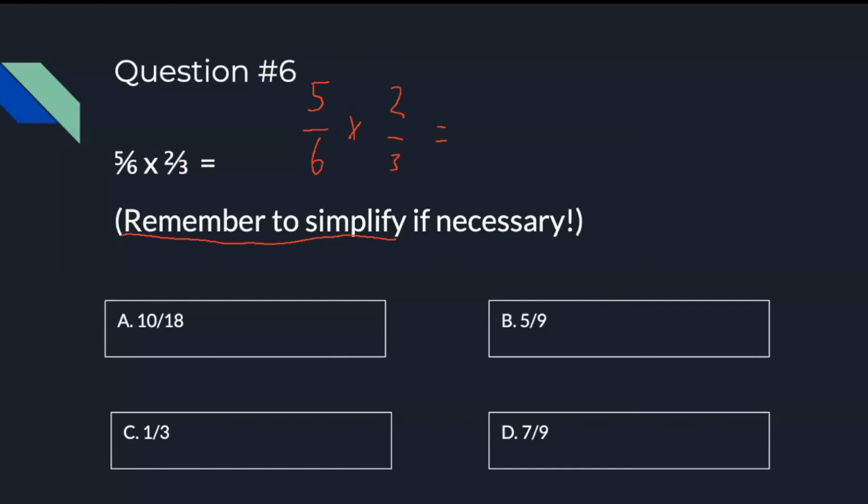30 more seconds, right? 30 more seconds. Ooh. Alan, that's close, but not quite. Remember to simplify, right? Remember to simplify.